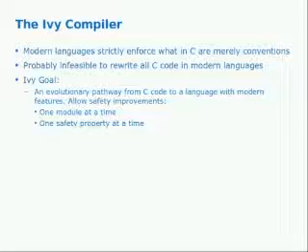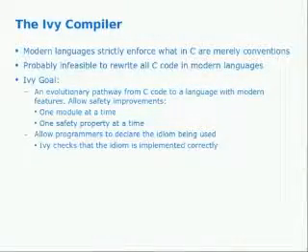Unfortunately, you probably can't take all of the C code there is and rewrite it in a modern language. So part of the goal of the Ivy compiler is to develop an evolutionary pathway from C to a language with more modern features. That is, we want to allow programmers to improve the safety of their code, one compilation unit at a time, but also one safety property at a time. So we want to allow the programmer to declare the C programming idiom that they're using, and then have our compiler check that they're actually using that idiom correctly.